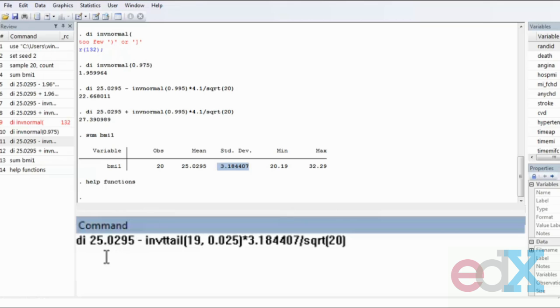So to calculate this confidence interval in STATA, I say display my sample mean minus inverse t-tail, and now instead of 97.5, since it's the t-tail function that we're inversing, we now put 0.025 in here. So this is going to be the value of the t-distribution such that 2.5% of the mass is greater than that value of the t-distribution since it's the t-tail. And then we have 19 degrees of freedom, since recall that we're using a t-distribution with n minus 1 degrees of freedom, where n, our sample size, is equal to 20. And then it's times our sample standard deviation divided by the square root of 20.